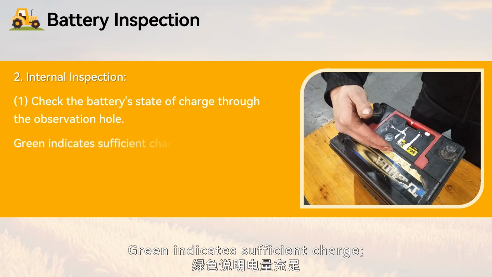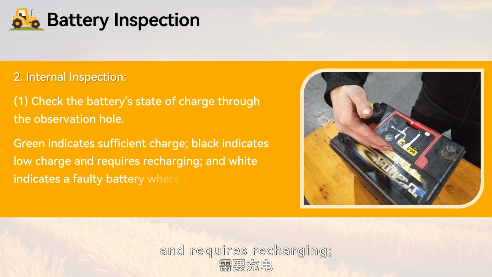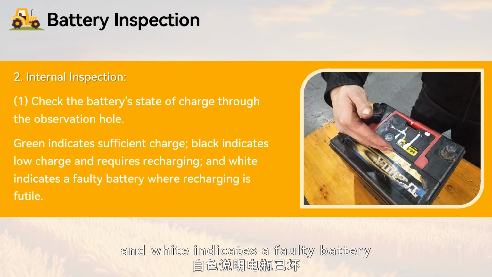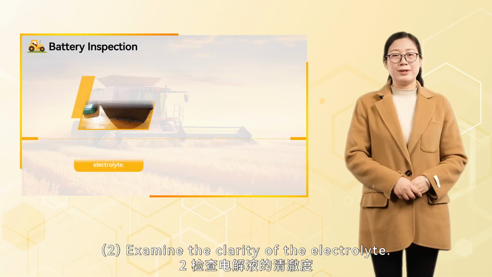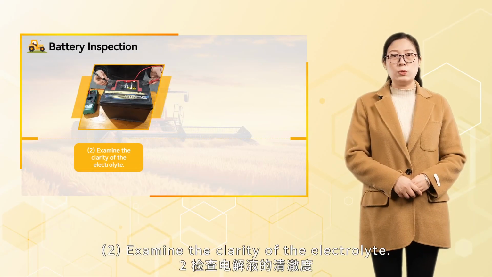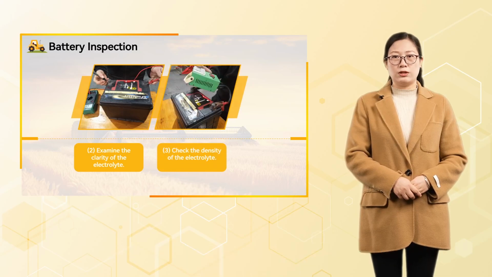Green indicates sufficient charge, black indicates low charge and requires recharging, and white indicates a faulty battery where recharging is futile. 2. Examine the clarity of the electrolyte. 3. Check the density of the electrolyte.